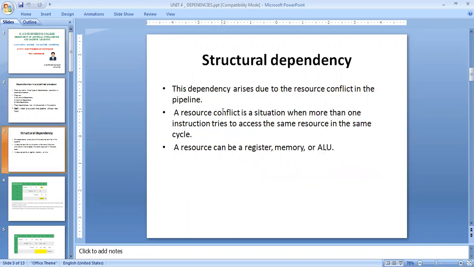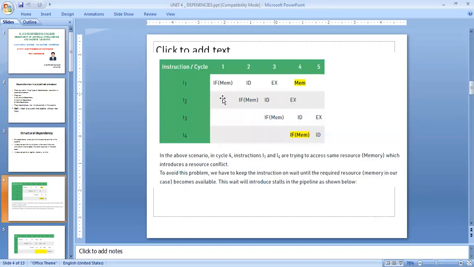First one is structural dependency. Structural dependency arises due to resource conflict in the pipeline. This resource conflict is a situation which occurs when one instruction tries to access the same resource in the same cycle itself. That means consider this diagram. In this diagram, we have instructions as well as cycles. Cycles are 1, 2, 3, 4, 5. That means we have a total of 5 cycles and 4 instructions.